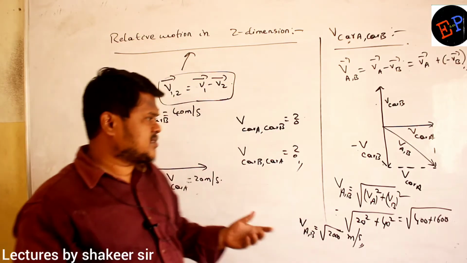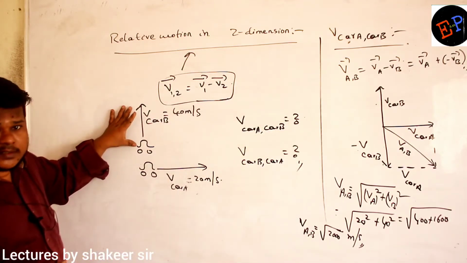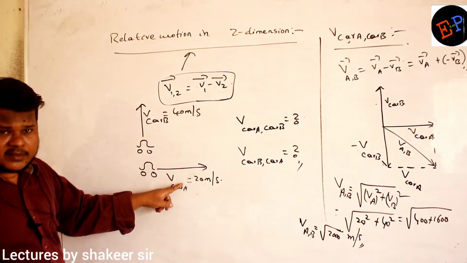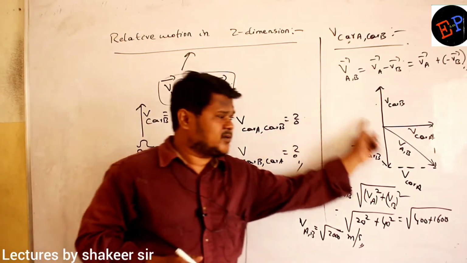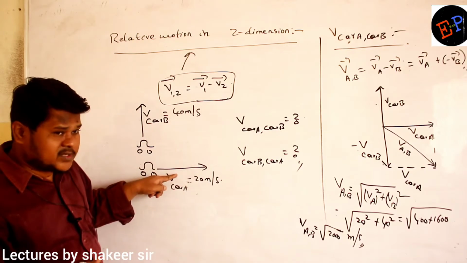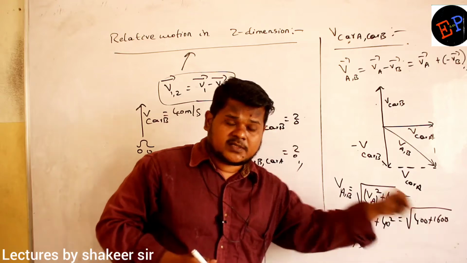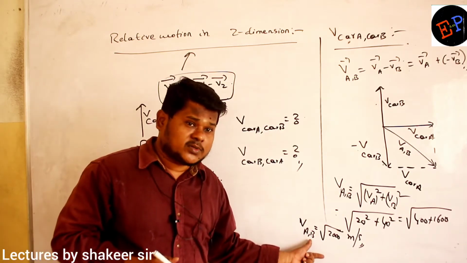What is meant by relative velocity? Velocity of car A with respect to car B means the observer is present in car B and he is observing car A. Then what is the direction of relative velocity? This is the direction. It means to this person, this car appears to be traveling in this direction, with a velocity of root 2000 meters per second.